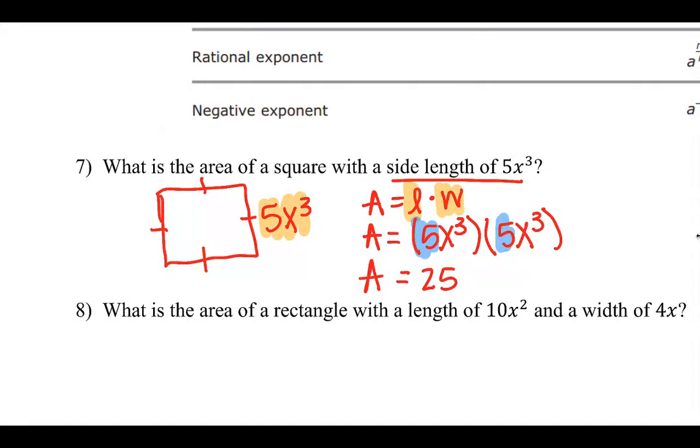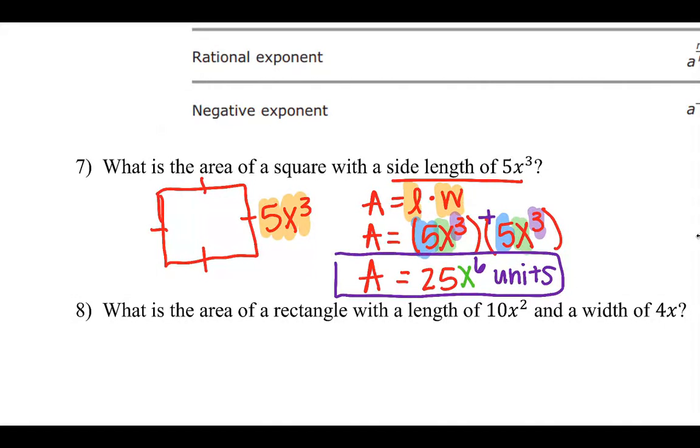Then I'm going to deal with the x's. The x would be my base in this case, so I'm keeping the x. And then I look at the powers. So I've got a 3 and a 3. I'm always going to add those powers together. So 3 plus 3 is 6. So the area of the square should be 25x to the 6. And it's just units because we don't know what it is. But there you go.